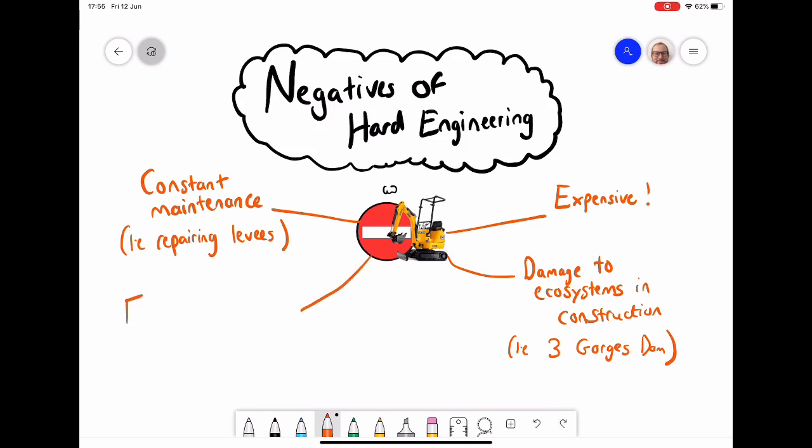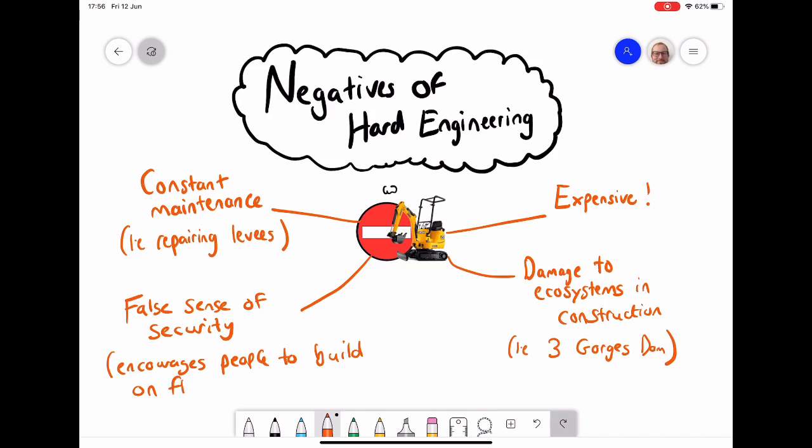When we also build certain hard engineering structures, it gives us a false sense of security. So if we build levees or embankments, it encourages us maybe to do behaviour that we wouldn't normally do if we didn't have them. So it could mean that we build on floodplains and build in high-risk areas.